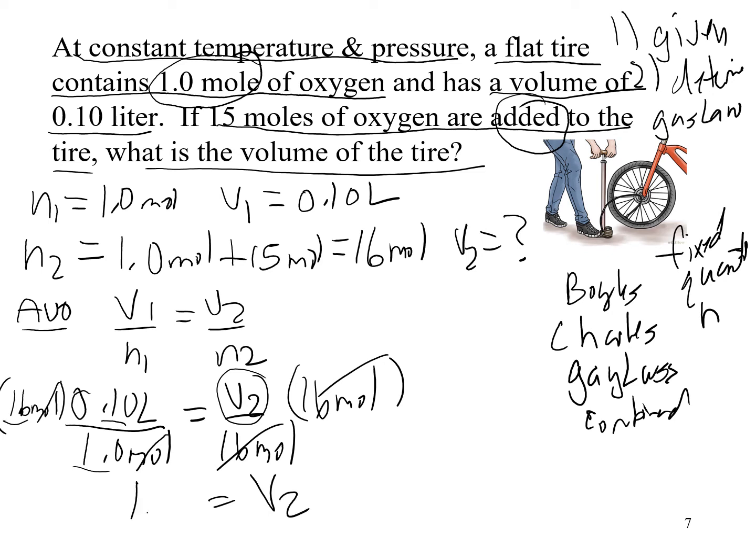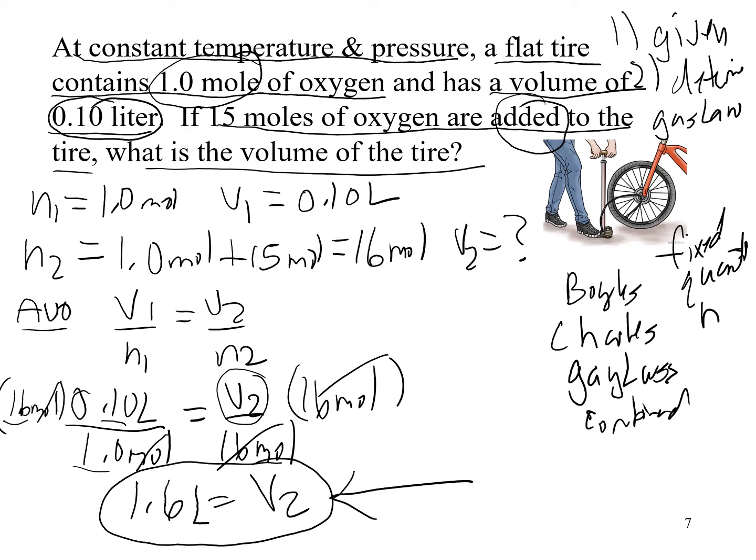And that's 1.6 liters. So that's our new volume. And that makes sense because we had a flat tire that only had 0.1 liters of air in it. Now we added more oxygen to it and our volume increased up to 1.6 liters.